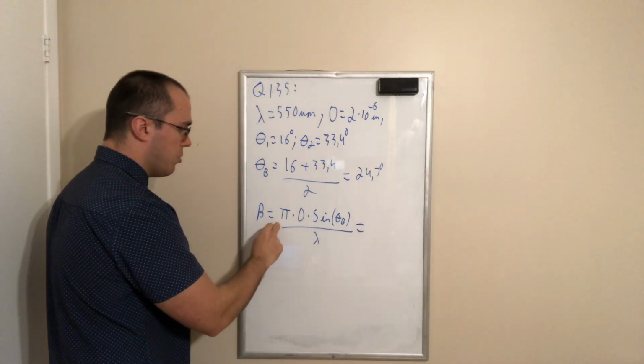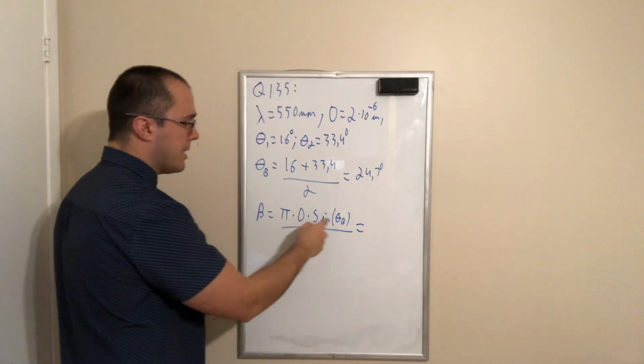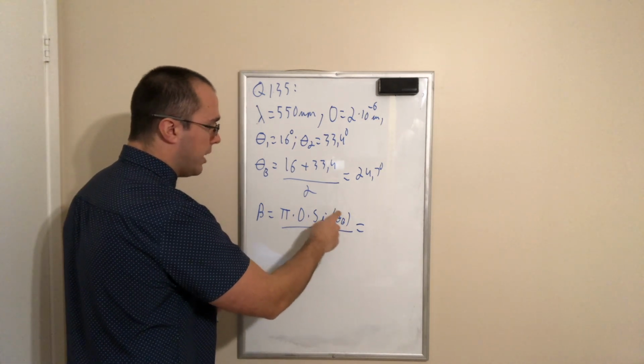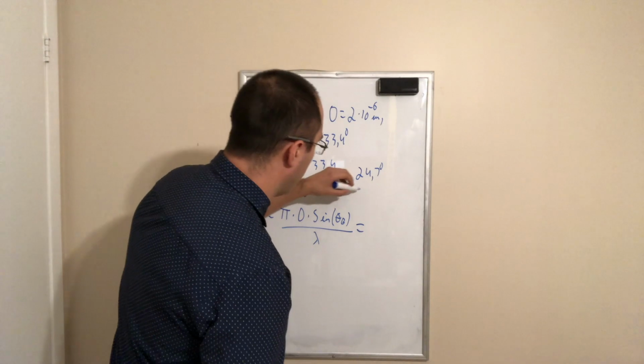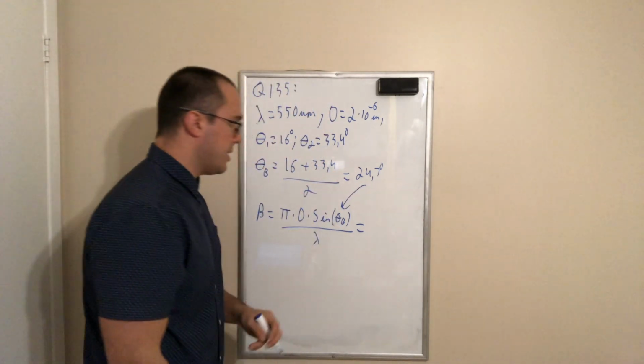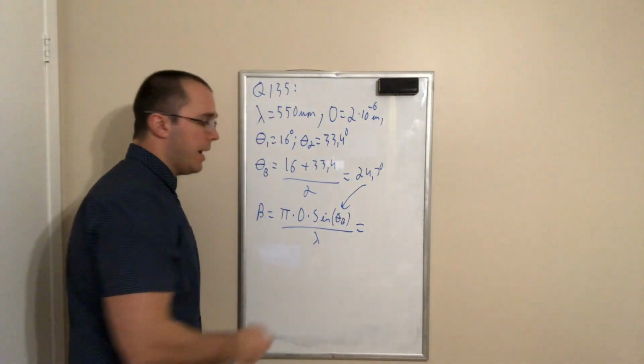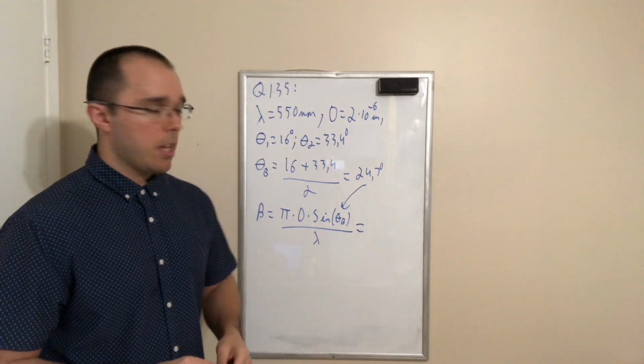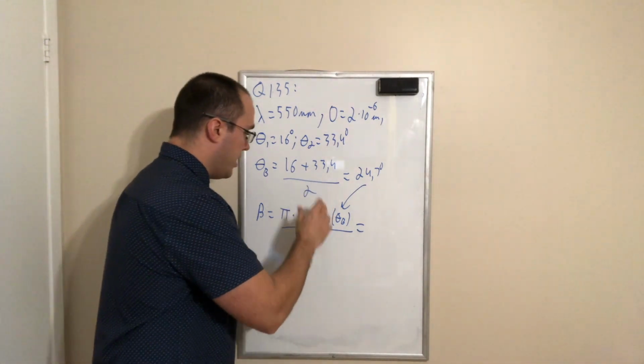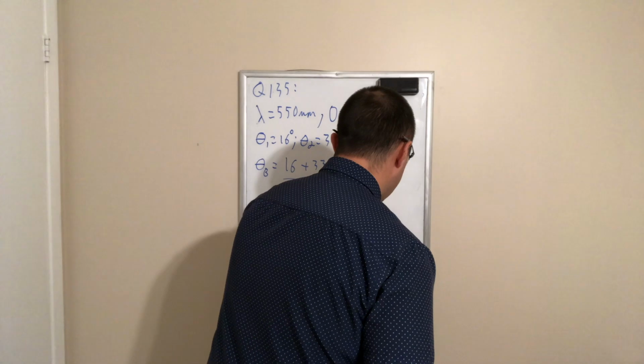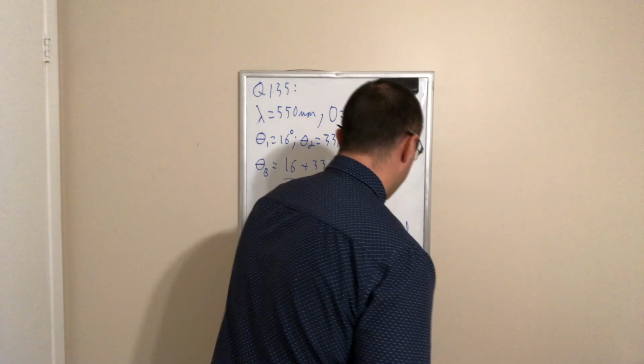So beta is equal to pi, multiplied by the width, multiplied by sine of the angle theta, which is the angle I calculated over here, so the 24.7 degrees, divided by lambda. All right? This will give us 4.77 radians.